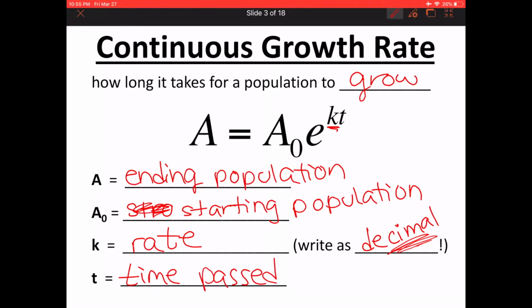Notice that my continuous growth rate also involves the letter E, and remember that letter E can be found in our calculator by pressing the second button and then the division button. That's where we see E.